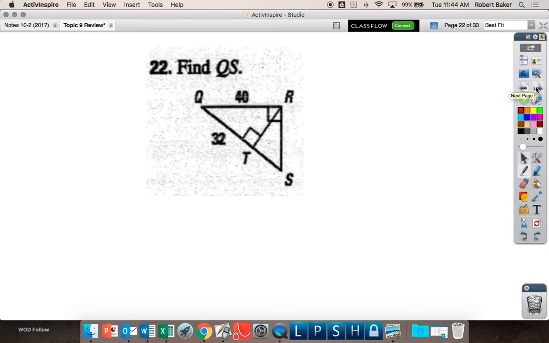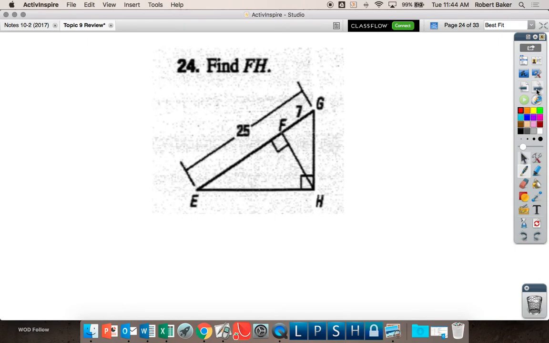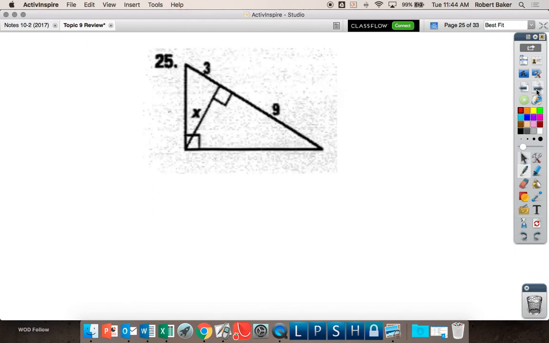There's one in here that's pretty dirty. QS. That's kind of the same thing we just did. Not going to talk about that one. That one's super easy. This one's not bad. That one's not bad.